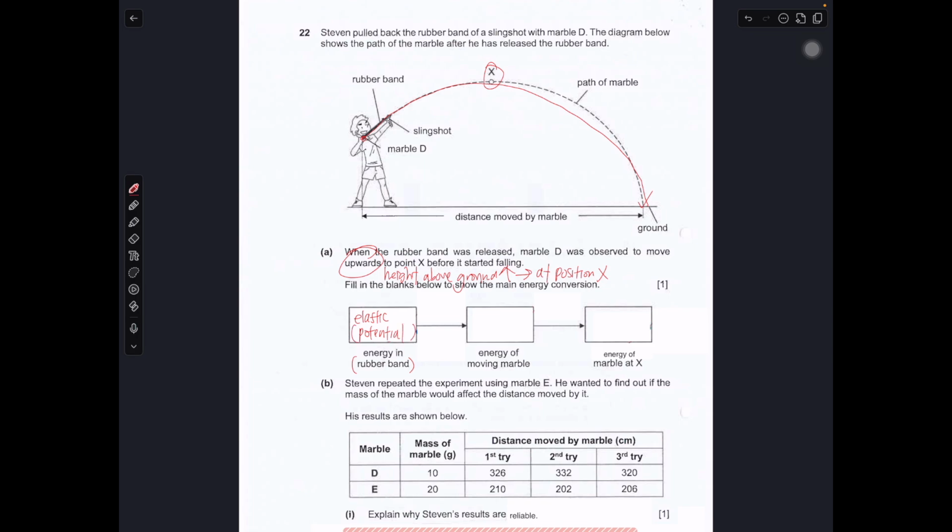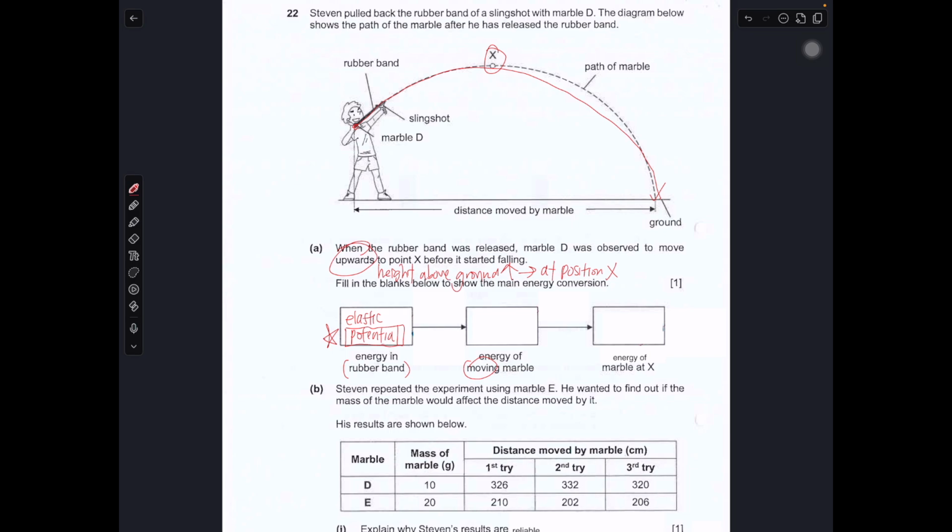Okay, because it's being stretched. Okay, potential. This one is important, you have to write it down. Energy of the moving marble, they already tell you moving marble, so kinetic energy. And they tell you that there's only 1 box, so filling in 1 energy will do.